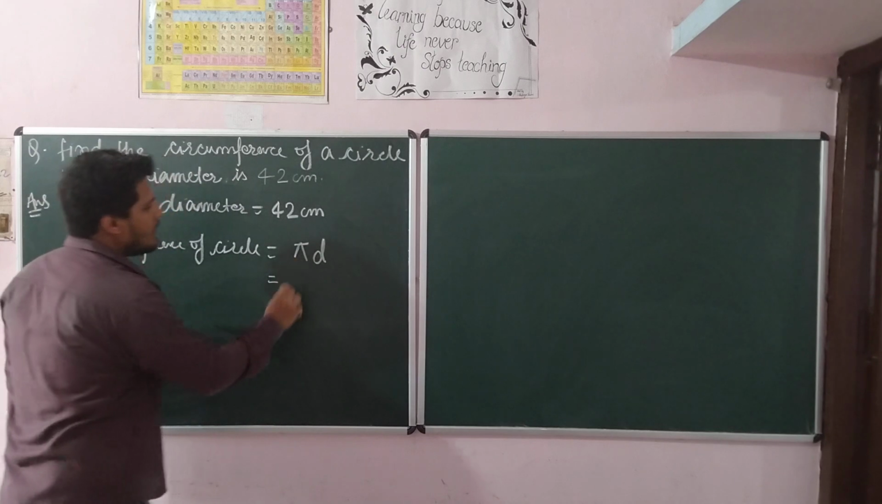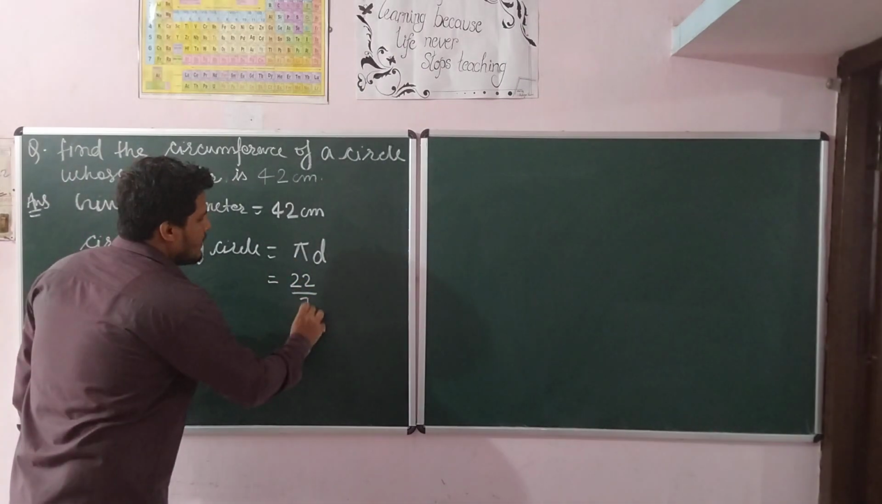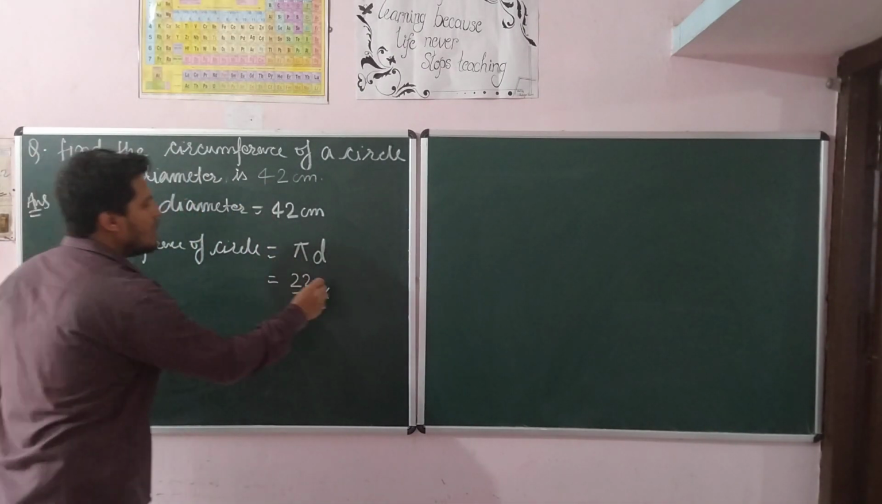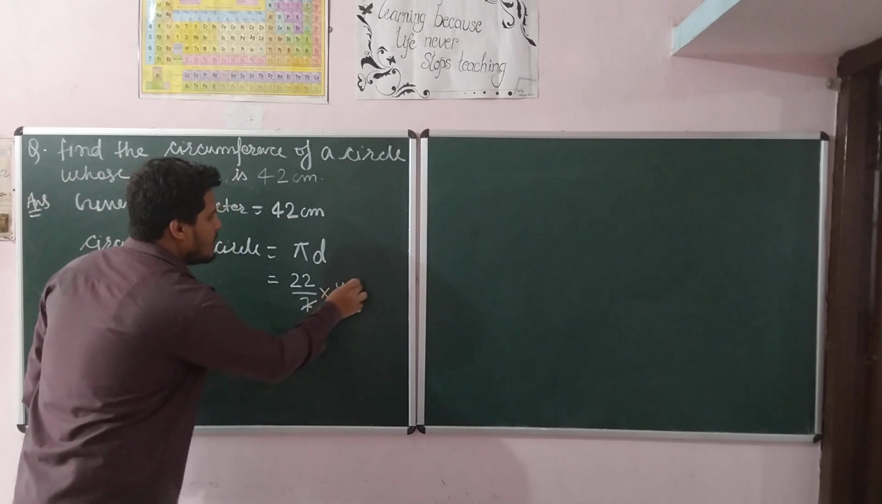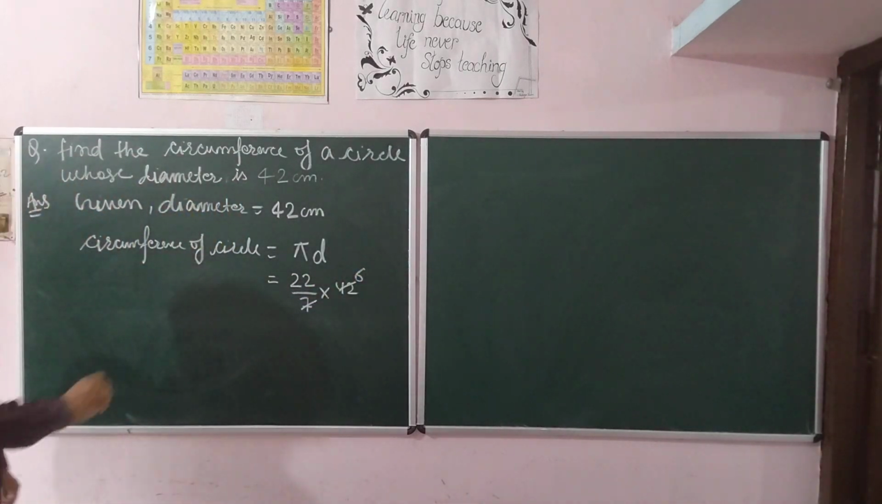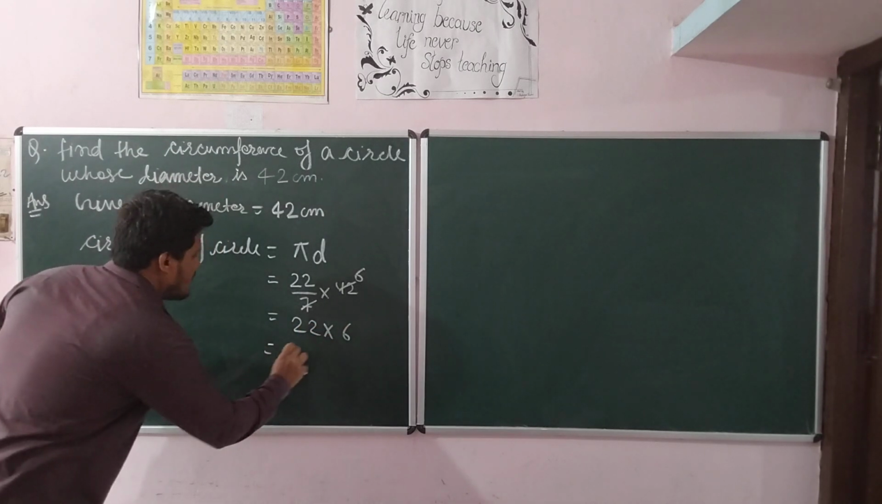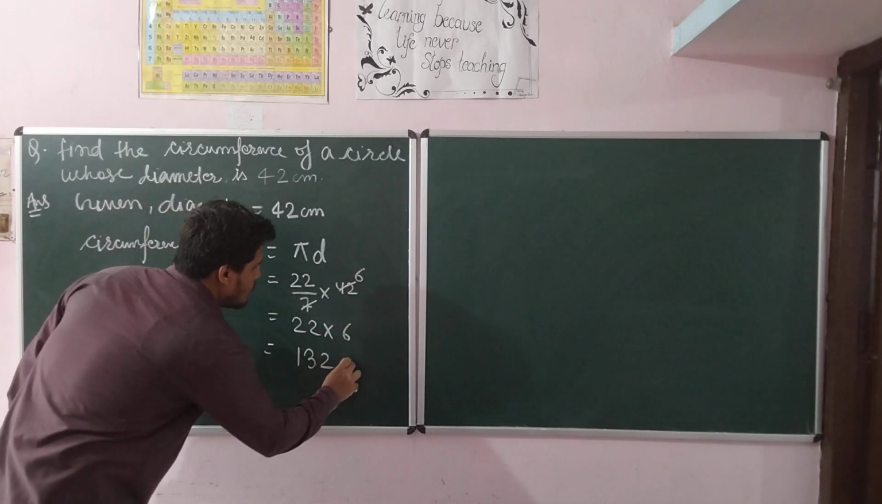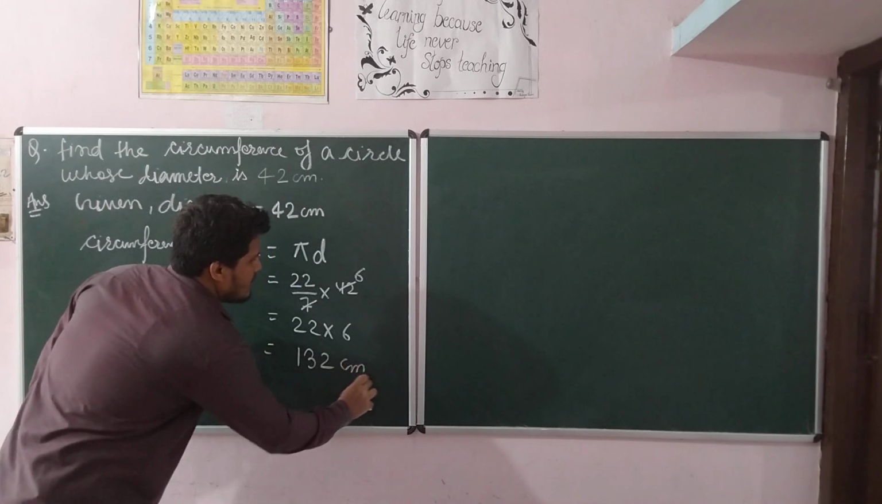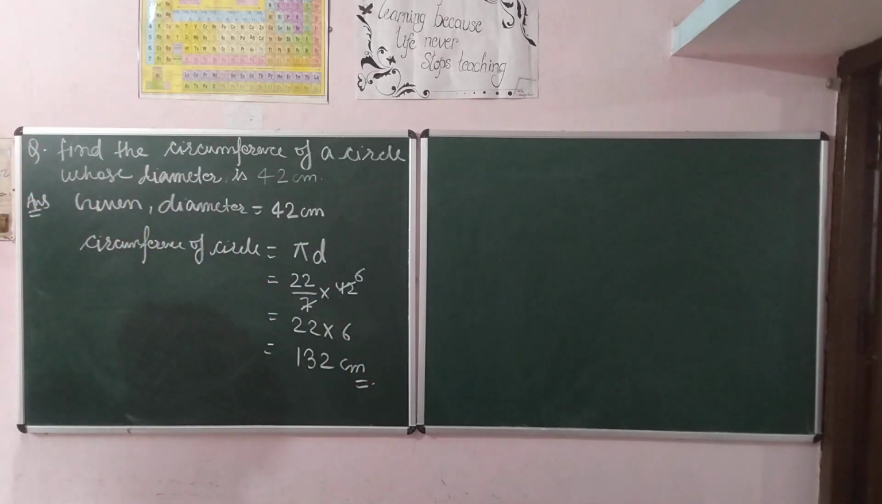Now, what is the value of pi? That is 22 by 7 into what is the value of d? That is 42 centimeter. 7 sixes are 42. Okay. So now 22 into 6, that is 132 centimeter.